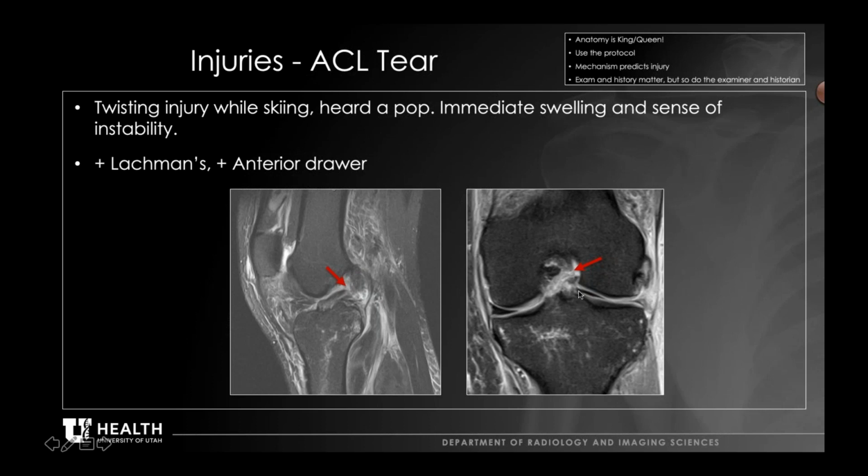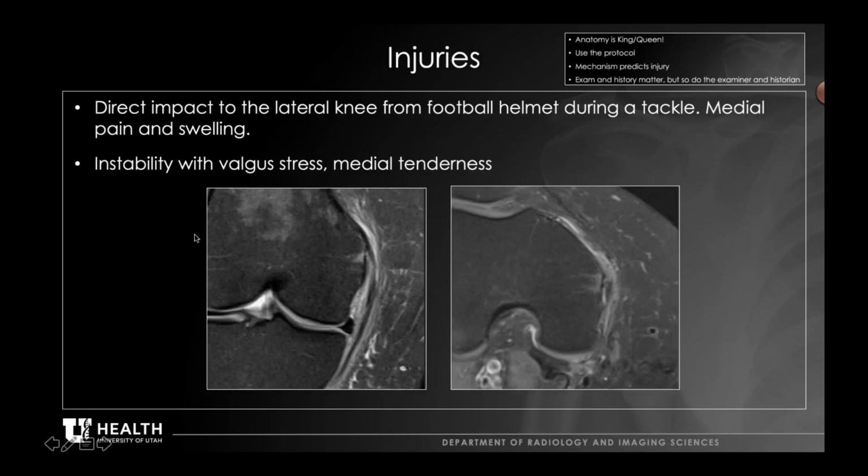And the same is true for the coronal sequence. We actually see this area of discontinuity between the femoral and the tibial attachment of the anterior cruciate ligament. So again, these are both fluid sensitive sequences. Almost all of them will be in MSK. And you're looking for areas of increased signal. So this is an area of brightness. So we have both morphologic abnormality of the ligament itself, as well as some signal abnormality. And it's in the region of the anterior cruciate ligament. And so using our anatomy, our protocol, and understanding the mechanism and the physical exam really help us land on a diagnosis of anterior cruciate ligament tear.